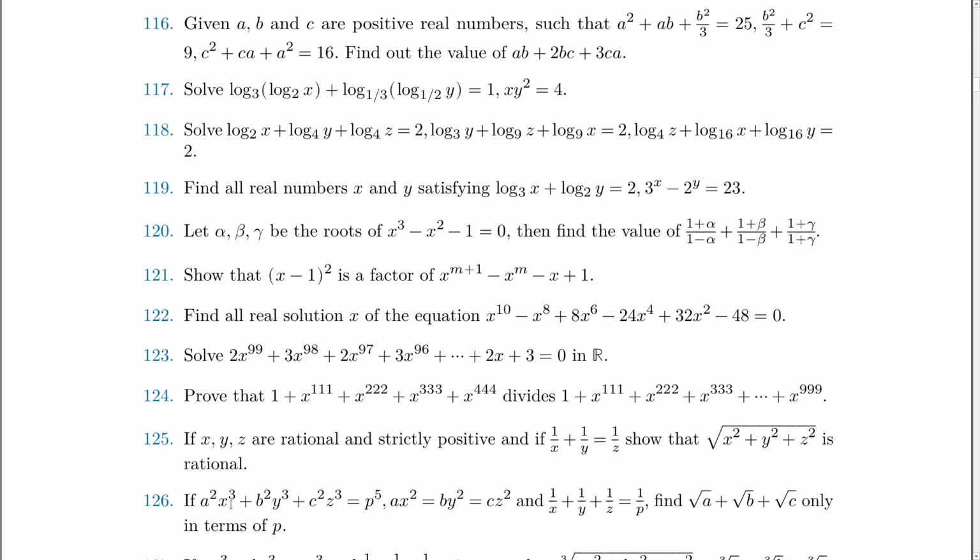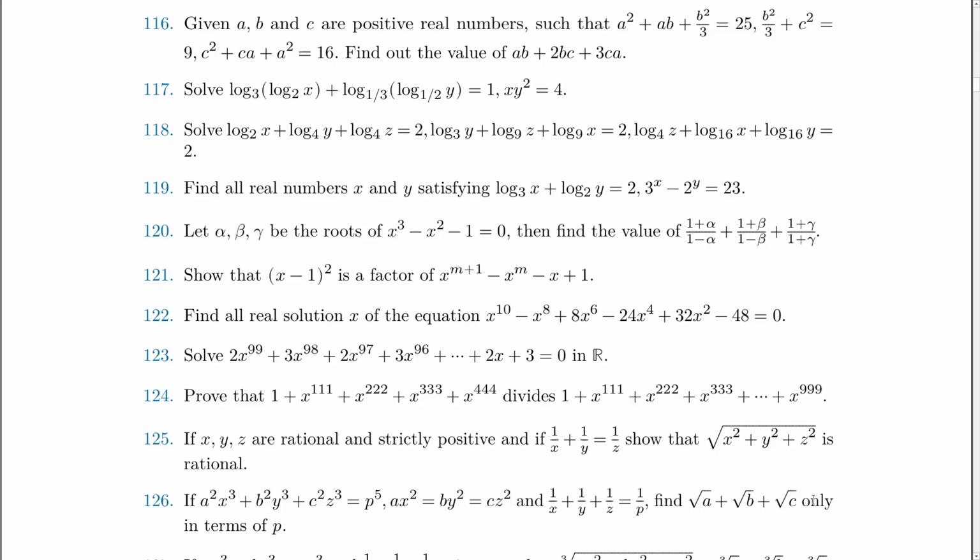Now we go to question 126. It says that if a squared x cubed plus b squared y cubed plus c squared z cubed is equal to p, with ax squared equal to by squared equal to cz squared, and 1 by x plus 1 by y plus 1 by z is equal to 1 by p. Then we have to find the square root of a plus the square root of b plus the square root of c only in terms of p.